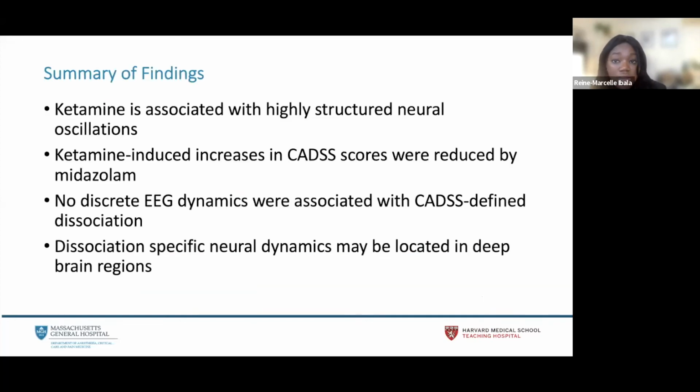So looking at our summary of our findings and also future directions, in putting this paper together, ketamine is associated with highly structured neural oscillations. We were able to show that with our EEG findings. And we also showed that ketamine-induced increases in the CADS scores were reduced by midazolam. We've shown that in the previous Gitlin paper and also this paper as well, as shown by our EEG spectra. However, no discrete EEG dynamics were associated with CADS-defined dissociation, as explained. And looking at future directions, one of the things that we would like to explore more is whether or not dissociation-specific neural dynamics may be better identified by looking at deeper brain regions.